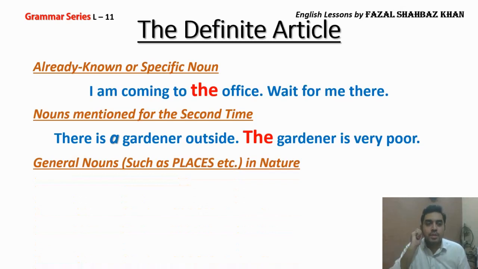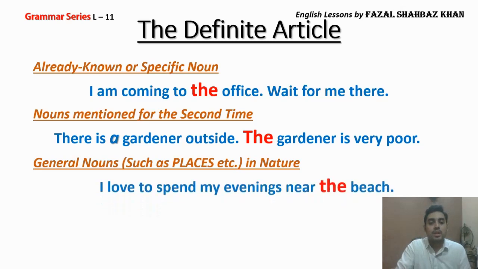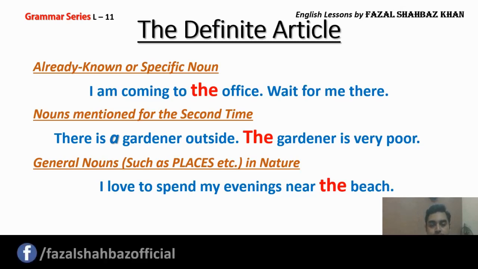Another point for you, we use the definite article the right before general nouns such as places, etc., that are found normally or generally in nature. For example, I love to spend my evenings near the beach. Now that beach is well known. We don't have to modify or define the beach further. Everybody knows what the beach really is and what it looks like. So this is why, having the name of it in a sentence allows us to attach the definite article before beach.